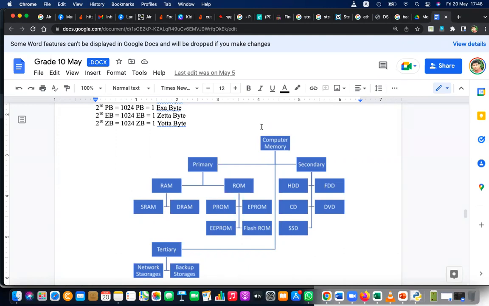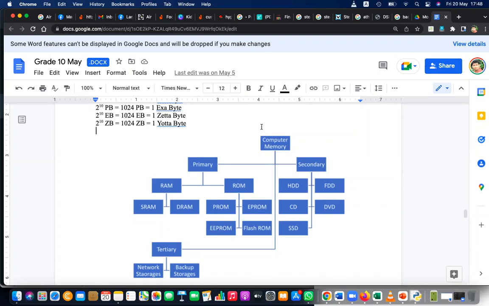What about CD, DVD, memory cards? Right? CD, DVD, memory cards, all are secondary storages. So they keep data for a long time. Understood this? Next time, don't ask me, right? I hope you understood this. Is it clear to you now?